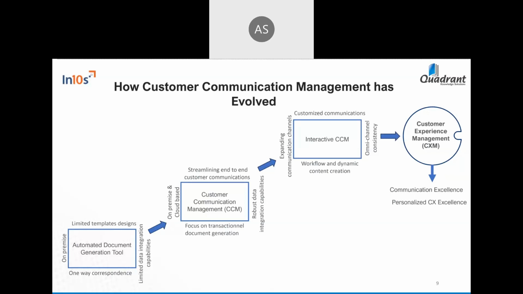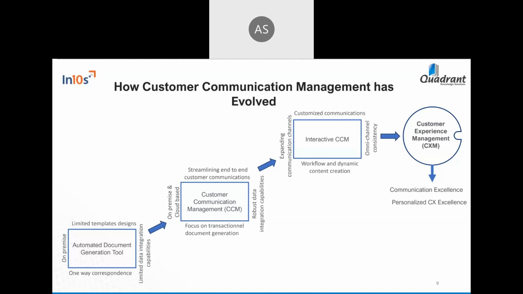Slowly, when it moved to the second stage, CCM actually came into the picture, and its evolution and more robustness came with on-premise and cloud-based solutions. These platforms focused on end-to-end communications, including transactional document generation and robust data integrations. For instance, a bank could use a CCM platform to generate transactional documents like account statements, loan documents, etc., and send them to customers via physical mail or through a very secure portal. The platform was able at this time to integrate with the bank's core system to pull real-time data for the document generation.